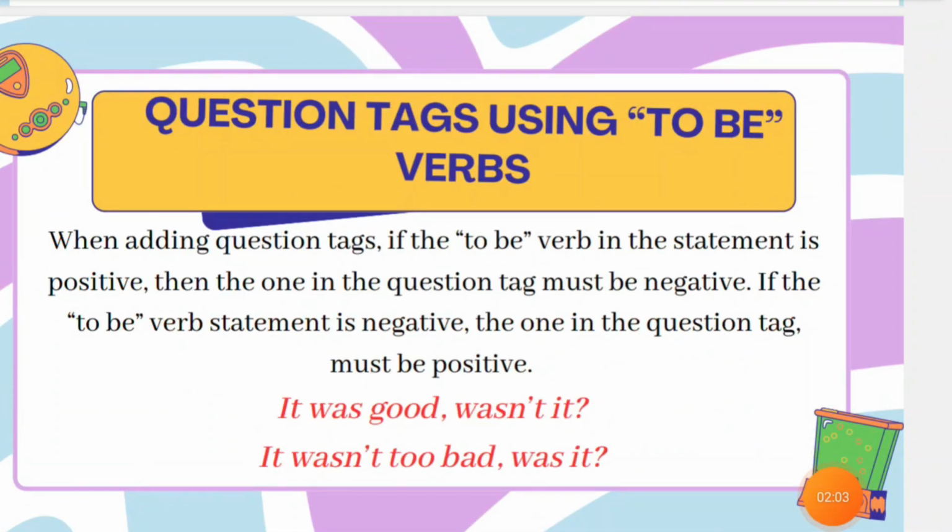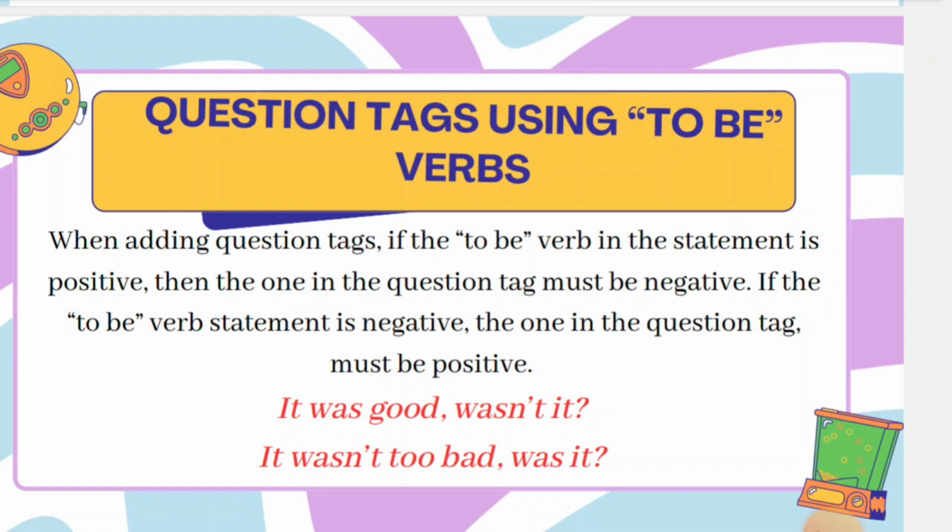So let's talk about the question tags using to be verbs. Personally, it's my favorite and it's very easy. You need to learn something important about this: when adding the question tags, if the to be verb is in a statement that is positive, then the question tag must be negative. If the to be verb statement is negative, then the question tag should be positive.